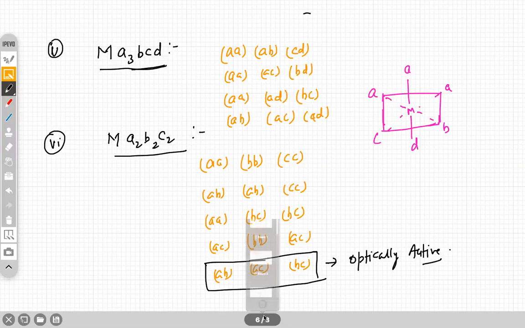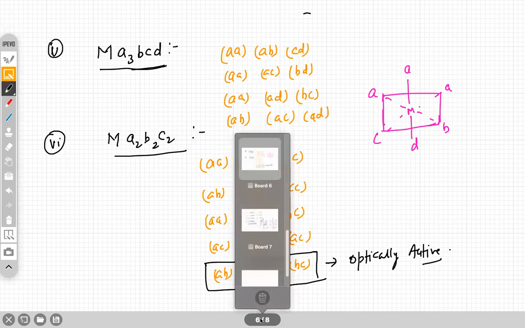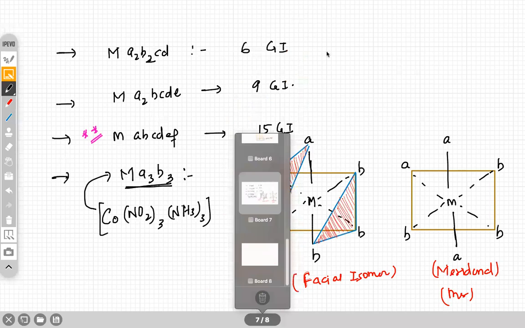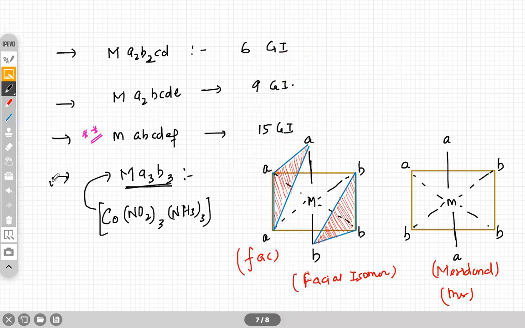Okay, so in all these molecules, the most important one, which they have asked questions on many times, is this one, the MA3B3 type, that is facial and meridional. How do we write down facial and meridional? Facial is when all the identical A ligands are present at 90 degrees. You see the position of this, this and this. All these are at 90 degrees. When one of these you place at 180, you exchange the position of these two, you get meridional, which is this one, right?